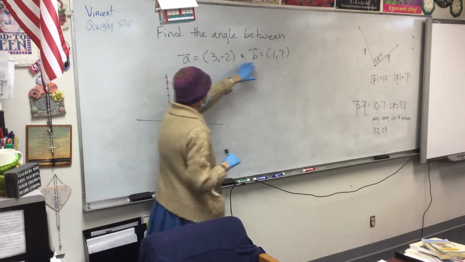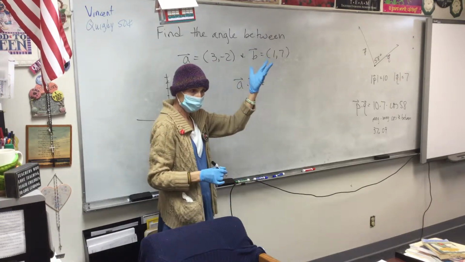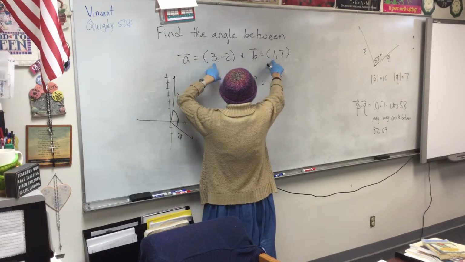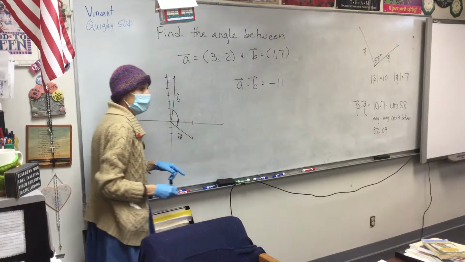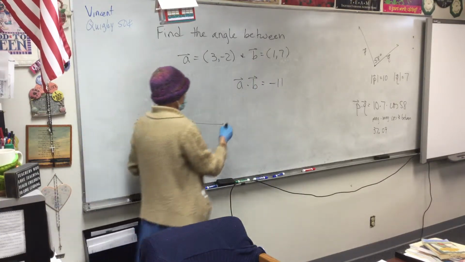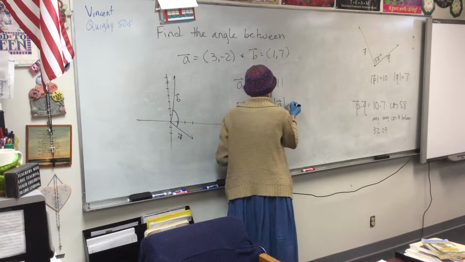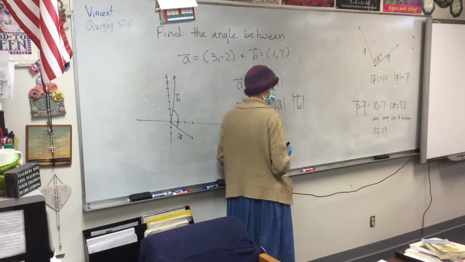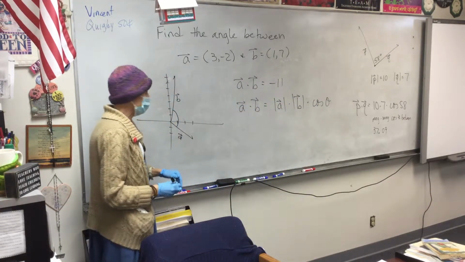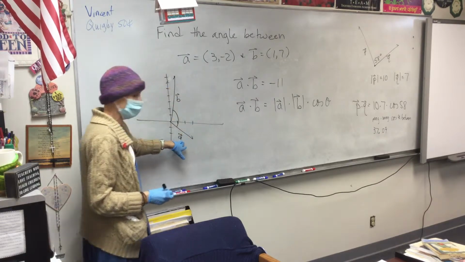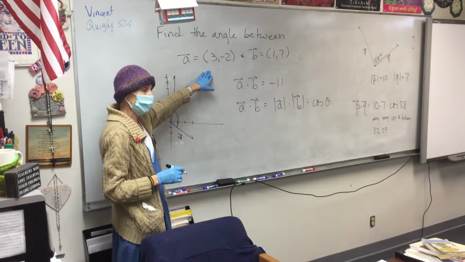We know that the dot product of these two vectors, I have the coordinates, so real easy, what's the dot product? Negative 11. But I also know that the dot product is the magnitude of the first vector times the magnitude of the second vector times the cosine of the angle between them. Now, can I find the magnitude of the first vector? I don't know it right now, but I know the coordinates are 3, -2. Can I find the magnitude?